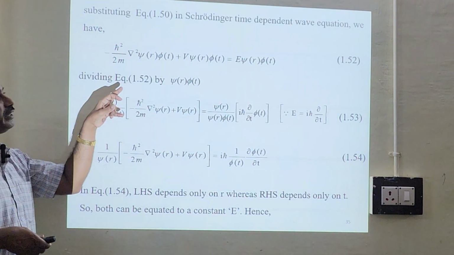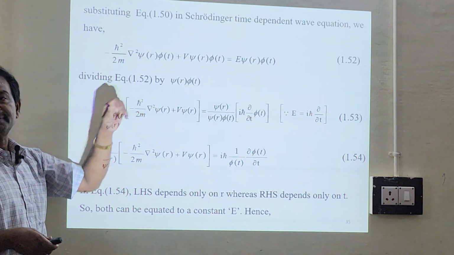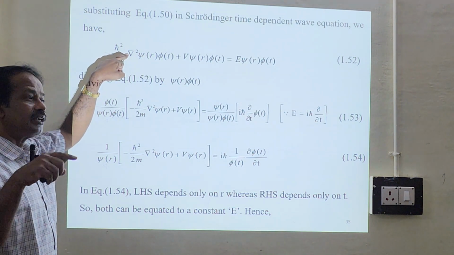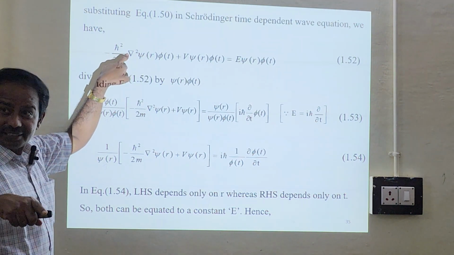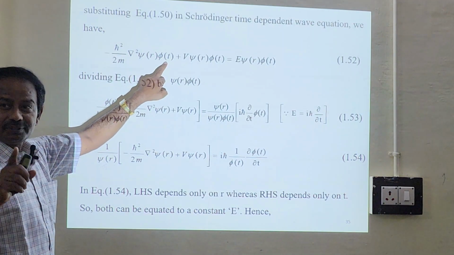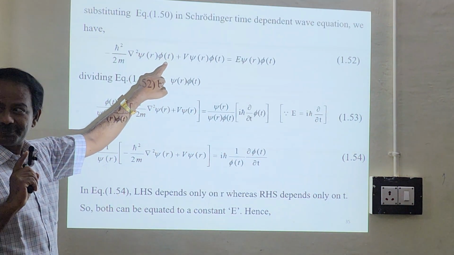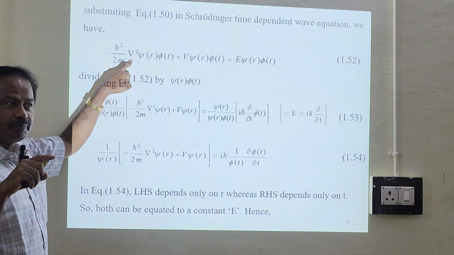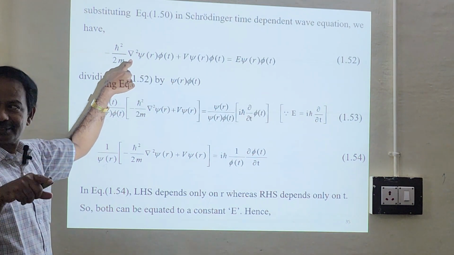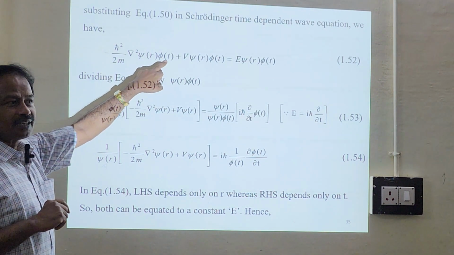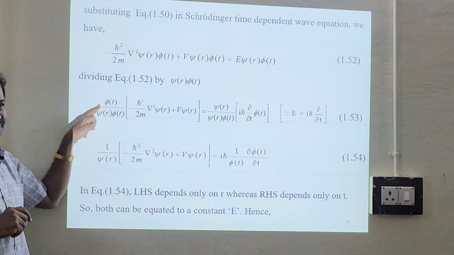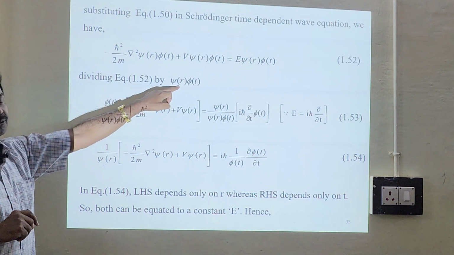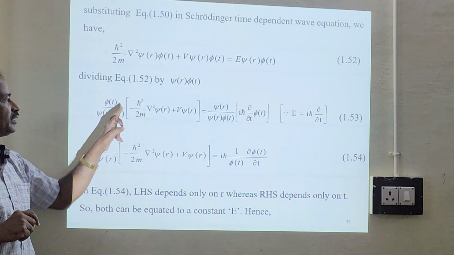Now we are going to divide throughout by psi of r phi of t. Look at this equation, del squared. Del squared is partial d squared by dx squared. Your phi of t is constant. It depends only on r. Del squared is nothing but partial d squared by dr squared in three dimensions. And phi of t is constant, so I can pull phi of t out. I can take this phi of t out, divided by, as I have already told you, we are going to divide by psi of r phi of t.